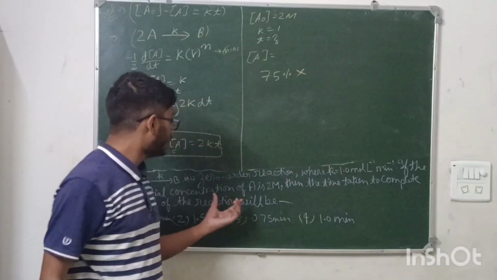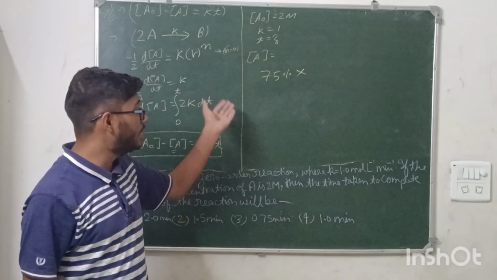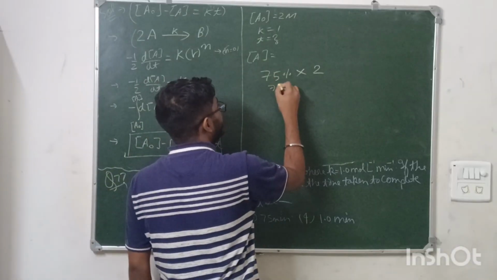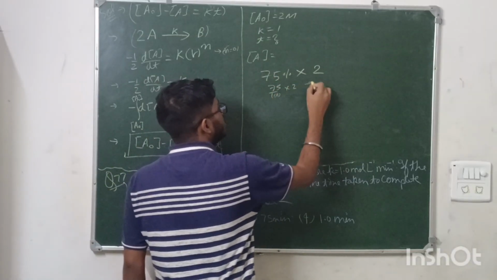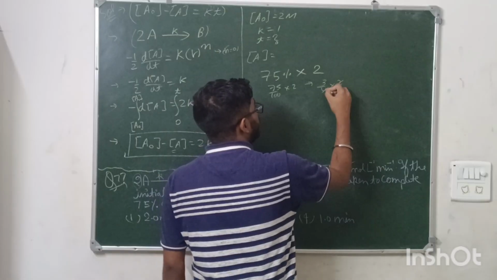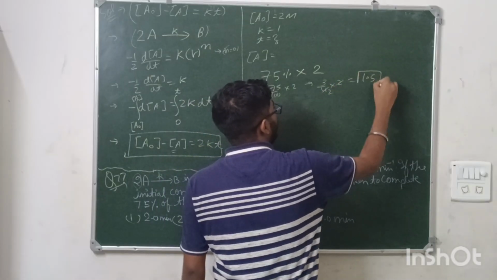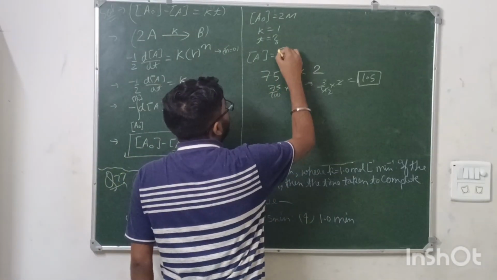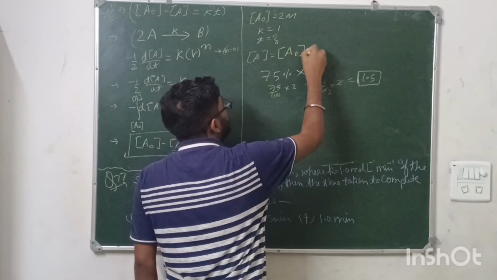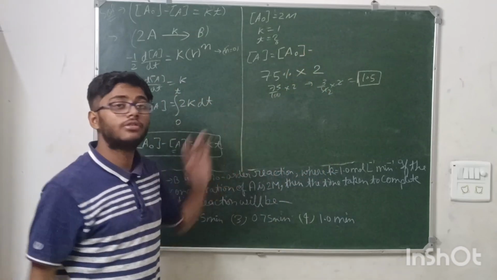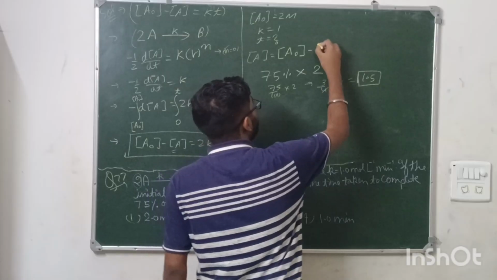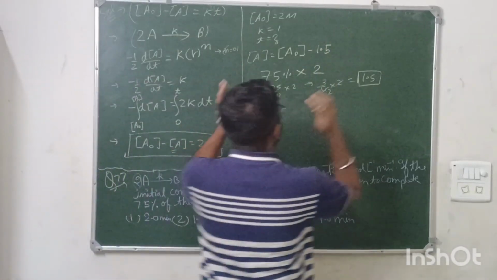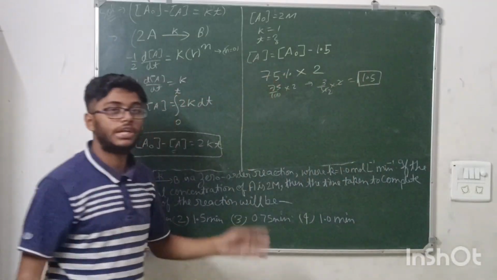The initial concentration of the reactant was obviously 2, so 75% of 2 means 75 upon 100 into 2. That means 3 by 4 into 2, which is 1.5. Now you need to find the final concentration. It will be the initial concentration minus 75% of the initial, which is 1.5.